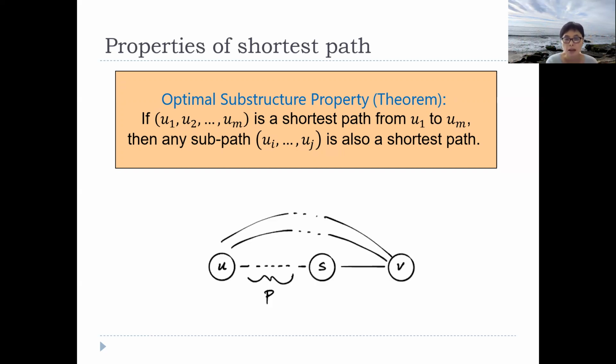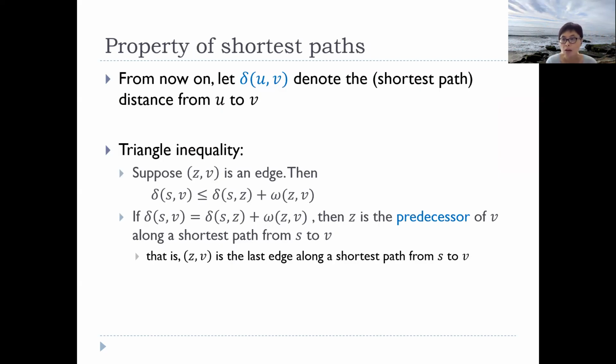All right. Another property of the shortest path is the so-called triangle inequality. This is just like the triangle inequality in a standard triangle that you learned in high school. So what this is saying is that suppose I have an edge going from Z to V, and let's say I have a path going from S to Z. From now on, I'm going to use delta UV to denote the shortest path distance from U to V.